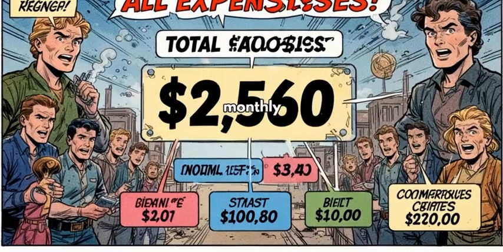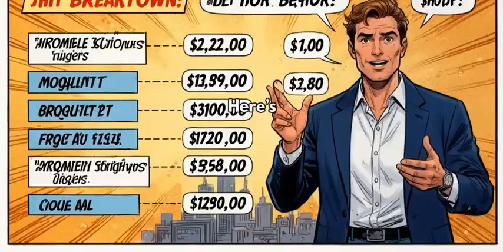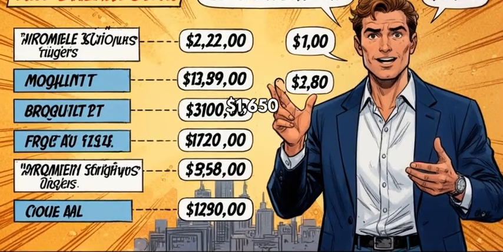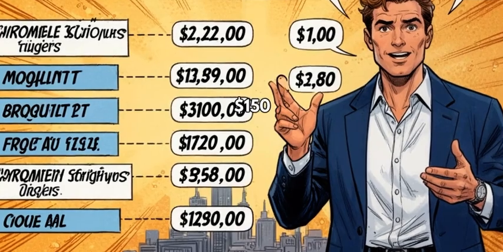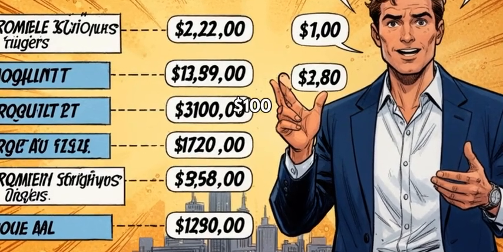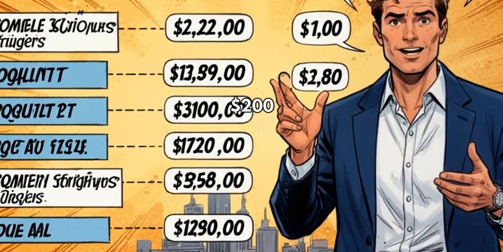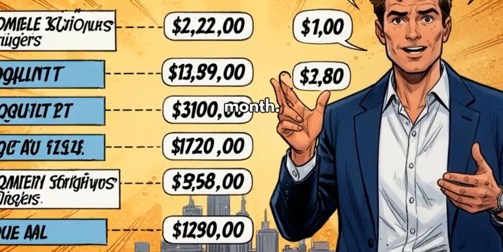When we total these monthly expenses, we arrive at $2,560. Here's the breakdown: $1,650 for the mortgage, $300 for property taxes, $150 for insurance, $160 for maintenance, $100 for vacancy, and $200 for management. Together, that's $2,560 per month.